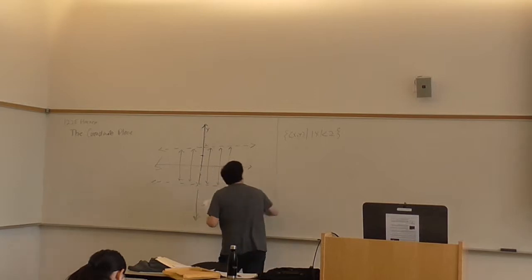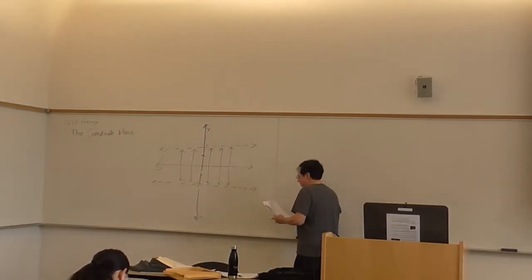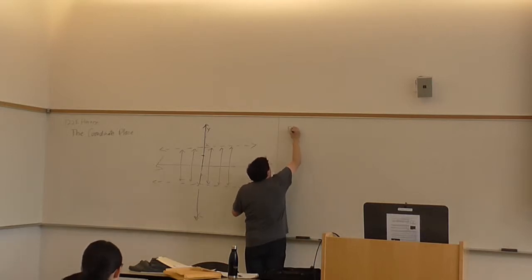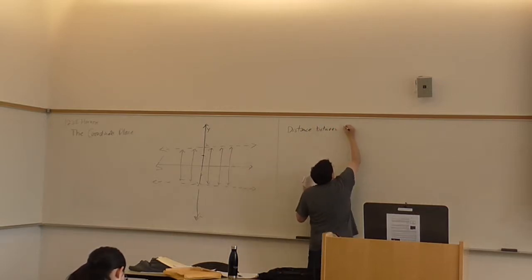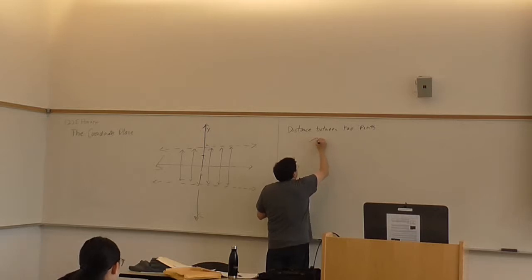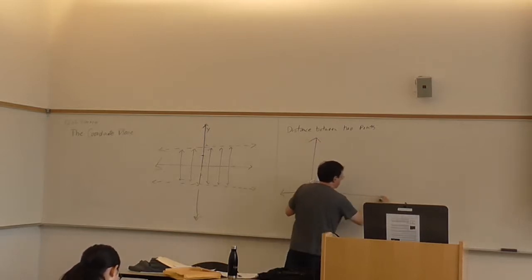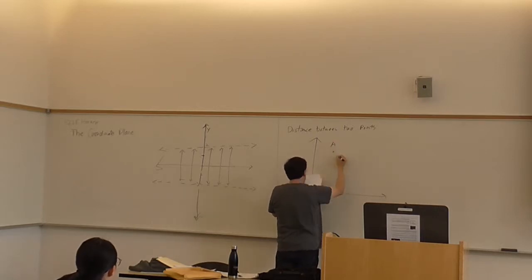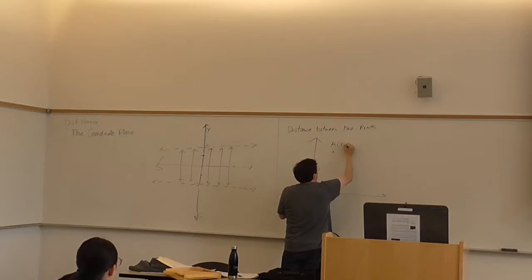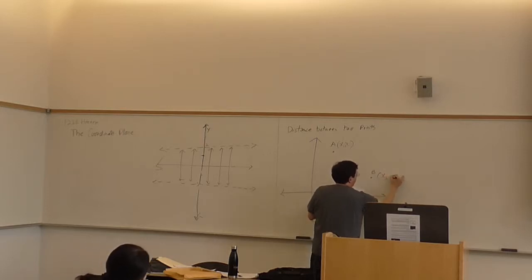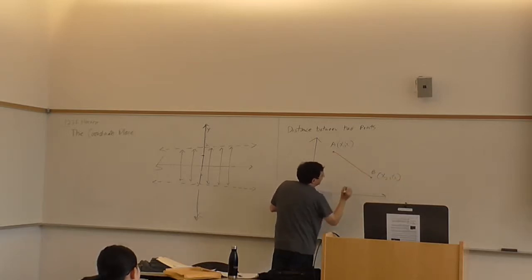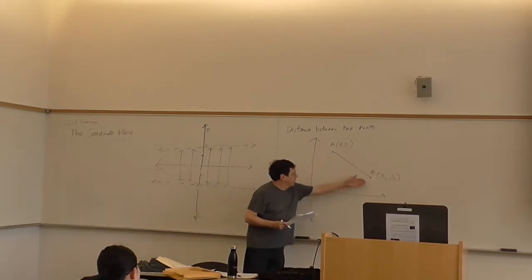So one of the things we may want to do with our graph is we might want to know the distance between 2 points. So if we have a graph, as before, and we pick 2 points we'll call A. We'll give A the coordinates x1 and y1. And another point B has coordinates x2 and y2, and we have a line segment between them. And we want to know what this distance is.